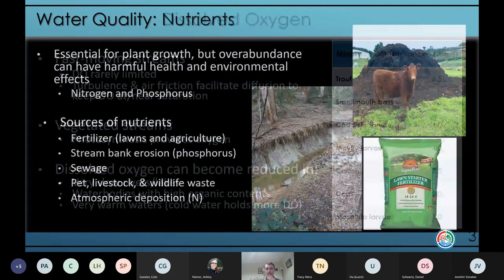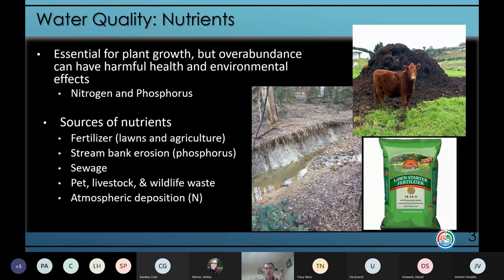And so I'll talk a little bit about our water quality. The worst nutrients that we see a lot in our streams come from fertilizers. So that is nitrogen and phosphorus. And they can get into our streams from a number of ways. The biggest few are from just straight fertilizers.